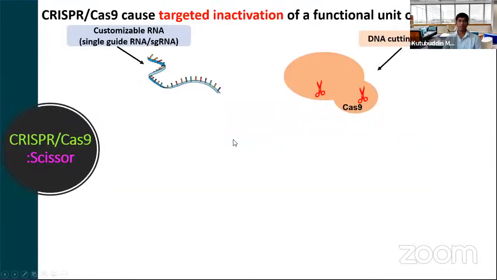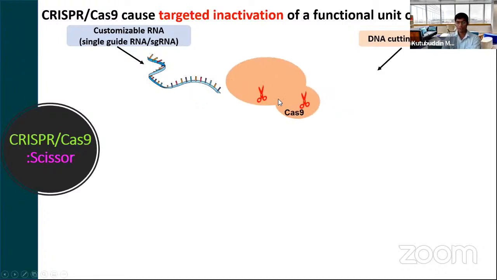So CRISPR-Cas9 is kind of like a Caesar. So how does it actually work? This CRISPR-Cas9 has two components. If I want to give you a very simple example, it has two components. One is a customizable RNA that we call a single guide RNA. Another is a DNA cutting protein that is called Cas9 protein. So if I want to give you another simplified analogy, then this Cas9 is like a postman that has two scissors in its pocket. And this one is like a genomic address. This is an address and this is the postman.